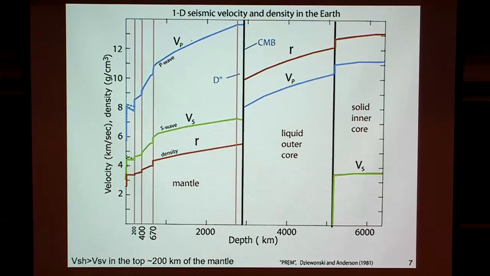This is only a reference model, by the way. This is not necessarily physically meaningful. Okay. Yes, one more.